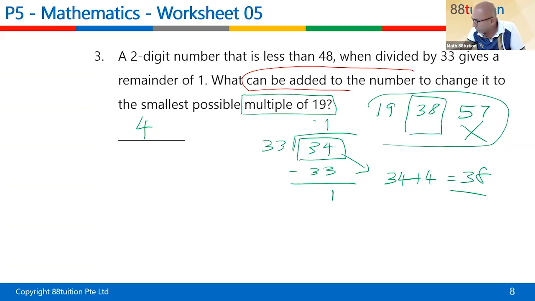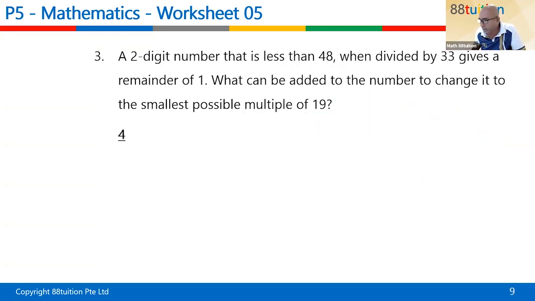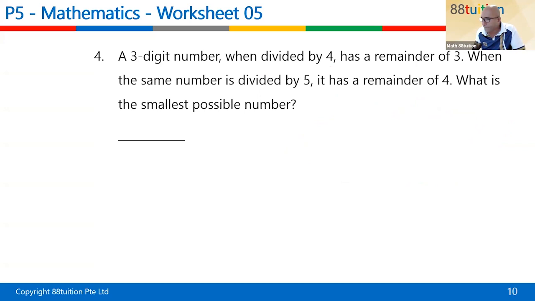All right. So most of the students would have given me 34 as the answer. They could have forgotten about what can be added. So it should be 4. Or sometimes the students may even give me 38 as the answer. That's where your attention comes in, your eye for details. All right. Okay, good. Let's move on. Okay, next one.